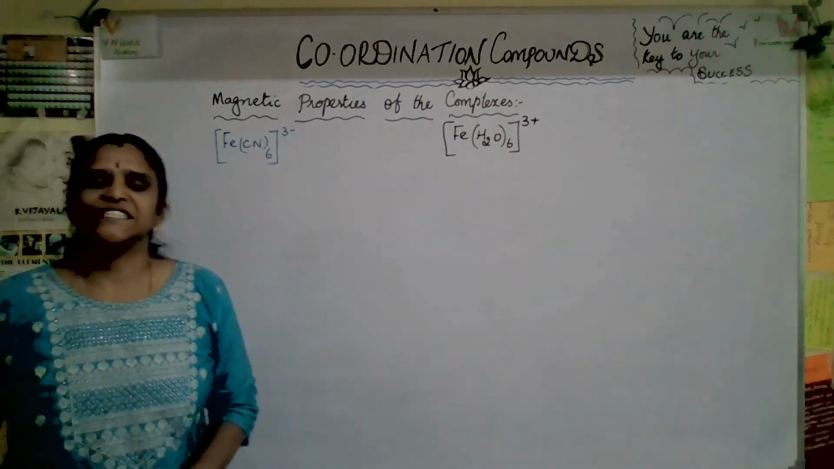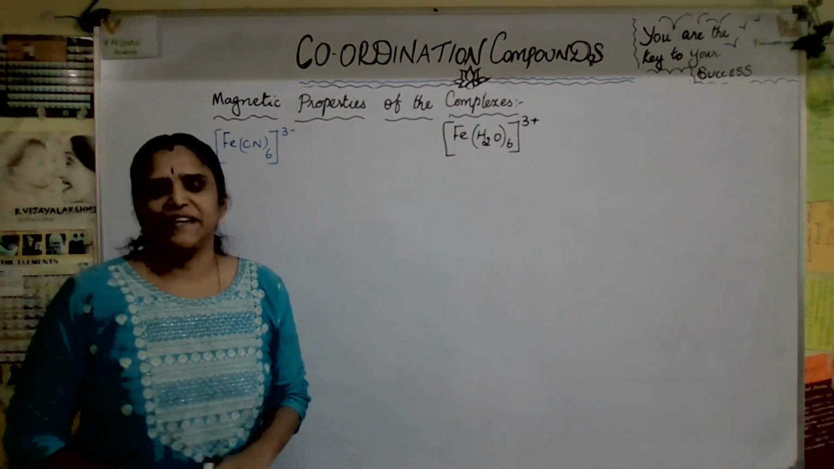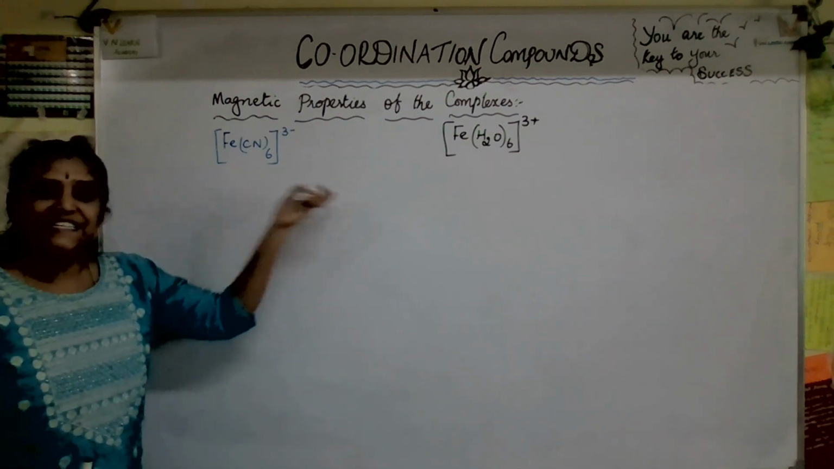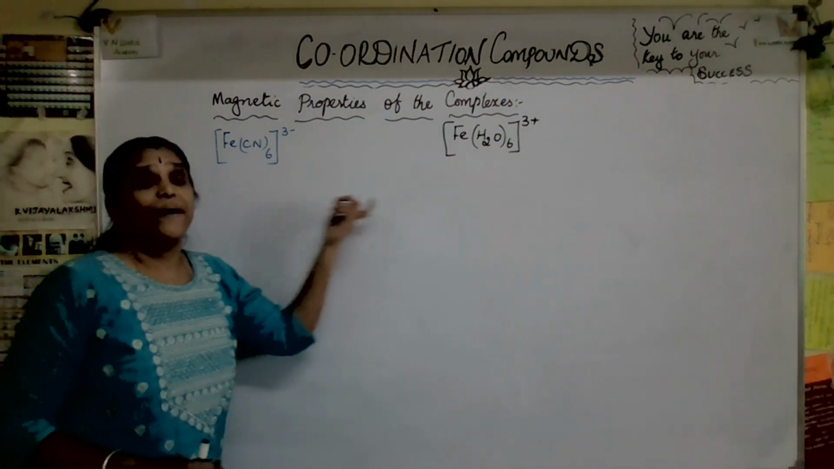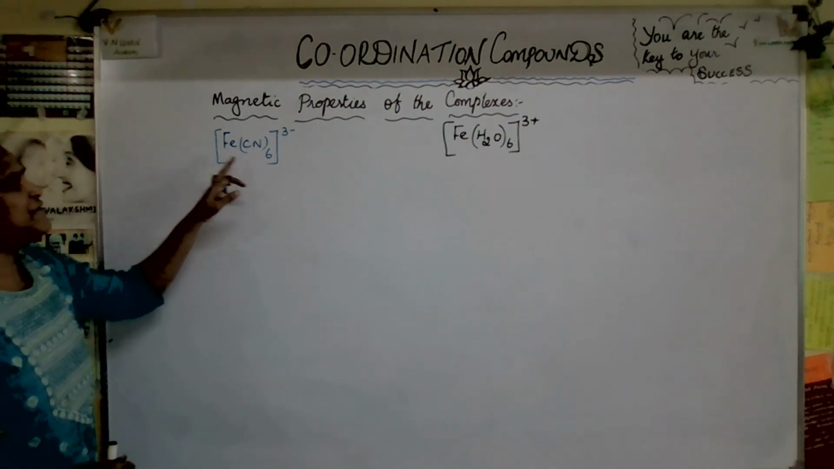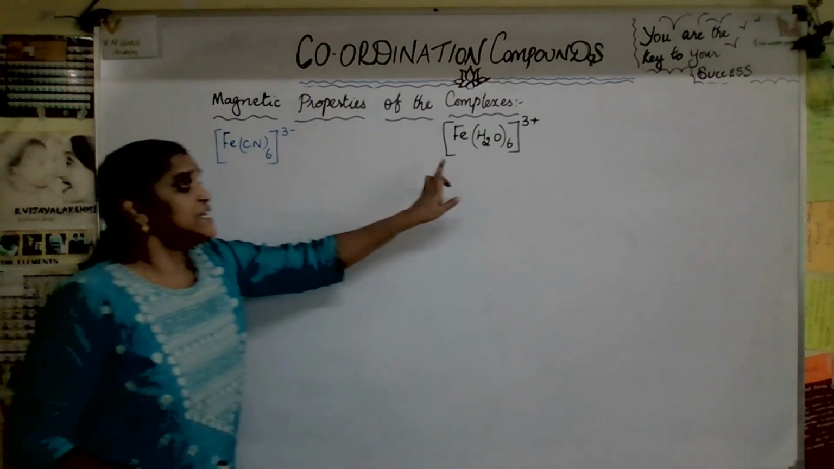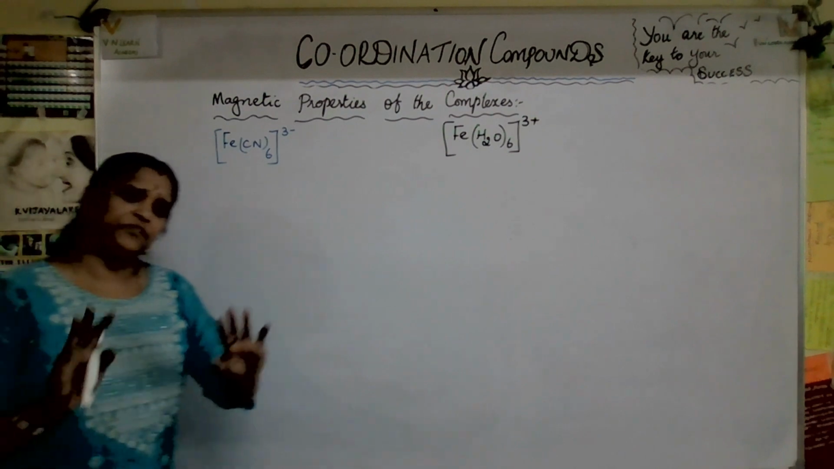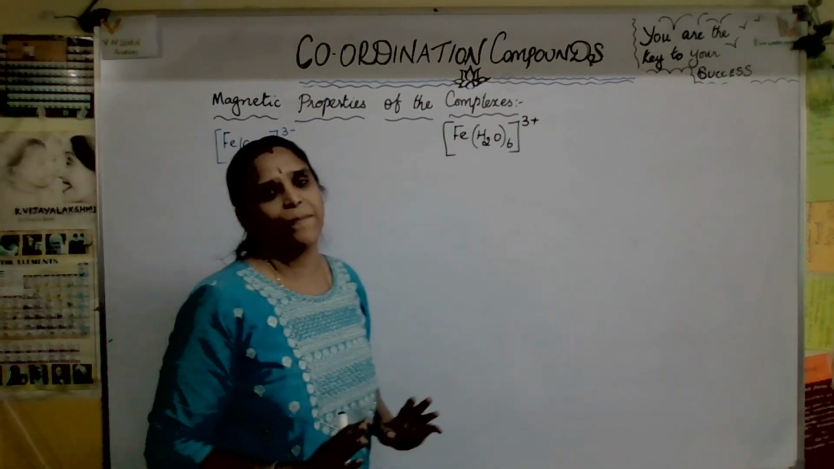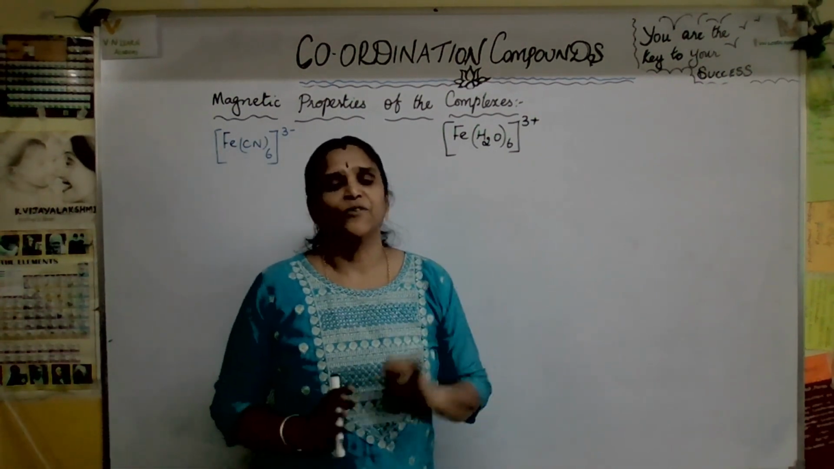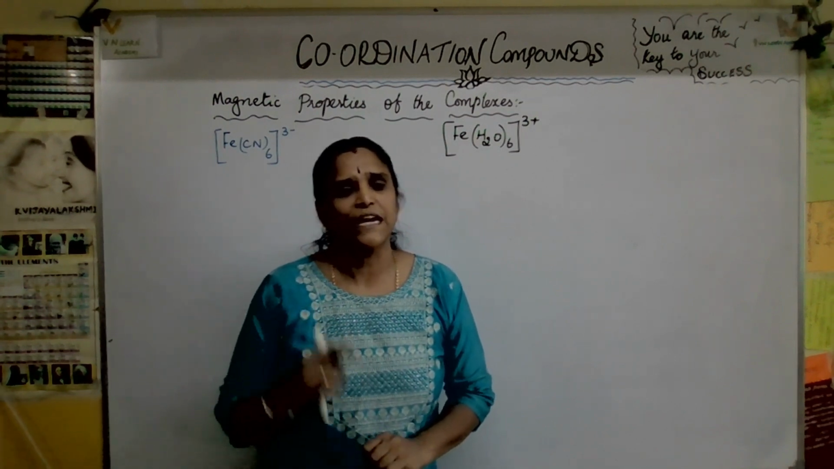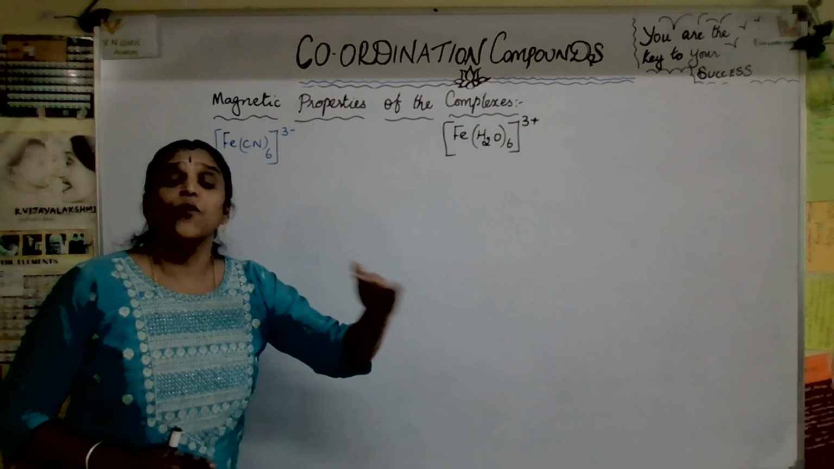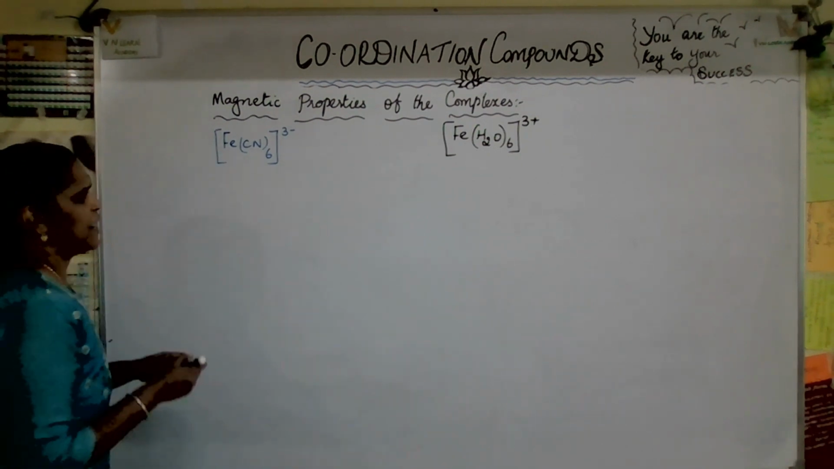Now we are going to see magnetic property, how to identify the magnetic property of these compounds, comparatively. Now first one, Fe(CN)6 3-, and Fe(H2O)6 3+. First and foremost, the same idea only we are bringing: finding out the oxidation number of the central metal ion. Second thing, electrons filling. Now, how is it filling? Let us go and identify.